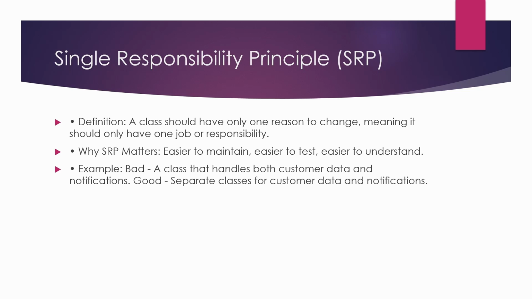Our first principle is the single responsibility principle, or SRP. The key idea here is that a class should have only one reason to change. This means that a class should only have one responsibility. For example, imagine a class that handles both customer data and sending notifications. It's better to separate these responsibilities into two different classes. This way, each class is easier to maintain and test.